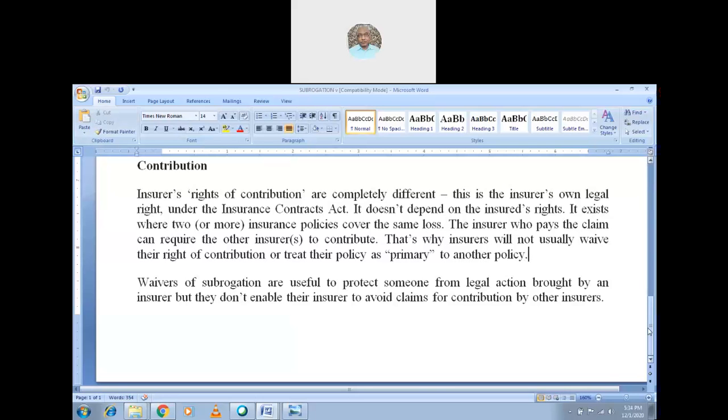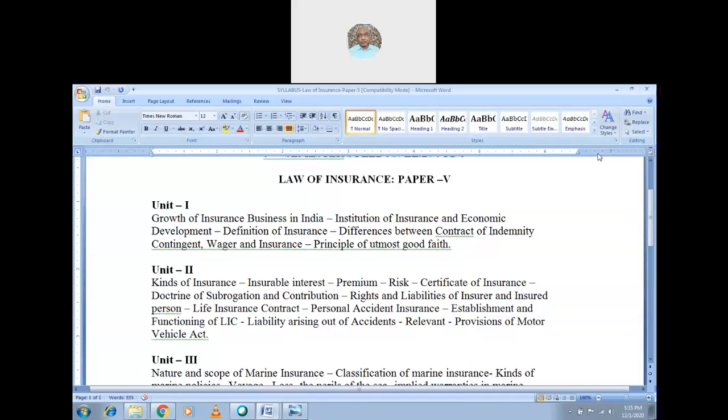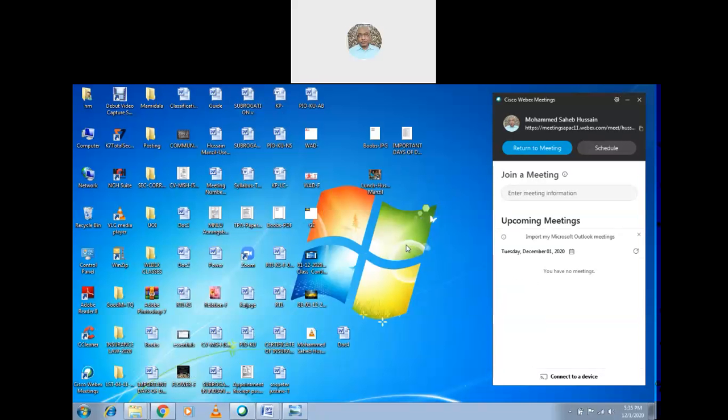Yes, sir. Okay. So subrogation and contribution, we just saw it, but we will go into detail in another file. It is mentioned here. I also have another file regarding subrogation, which I put on the board. Yes, and here I put subrogation.